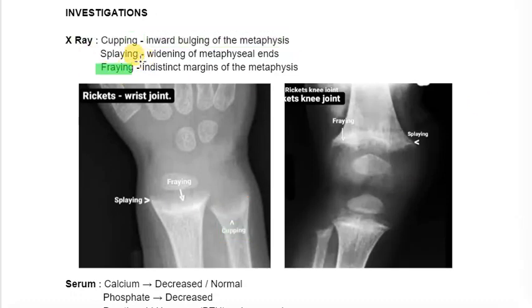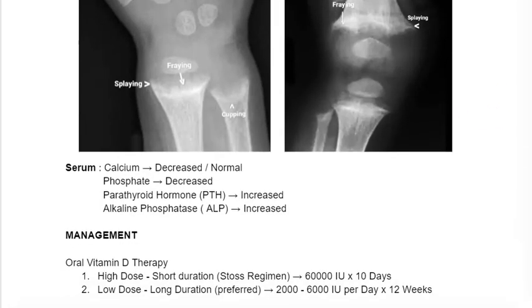Fraying means the indistinct margins of the metaphysis. As we already know, there should be a clear margin of the metaphysis, but here we are unable to see it. At this particular zone we are unable to see the clear margin. In the normal it will look like this, but here we cannot see a proper metaphysis, the margins.